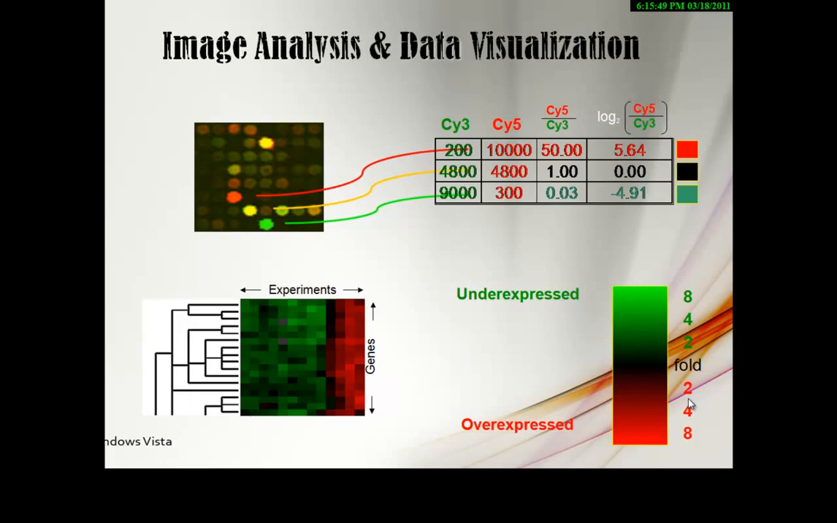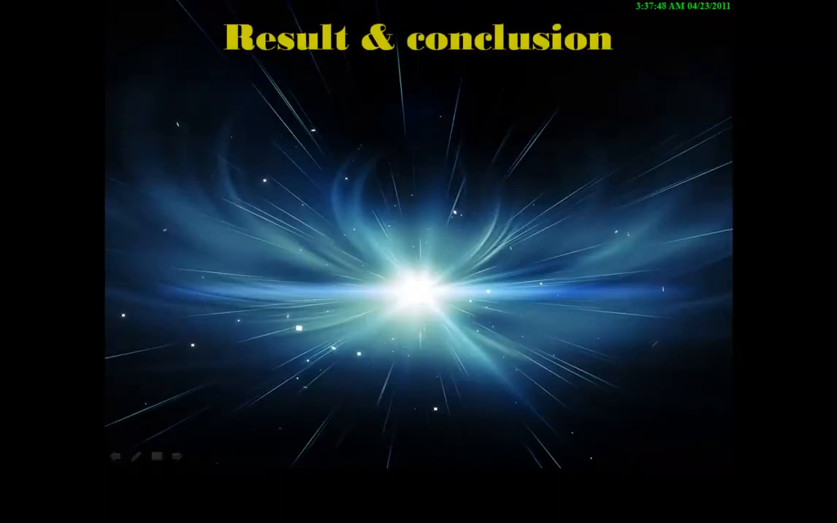After the data visualization, we will count the red colored spots and green colored spots. From that, we will obtain the logarithmic ratio of Cy5 to Cy3. It will give an idea of the genes which are underexpressed and overexpressed during the drought condition. Now, let's see the results and conclusion.